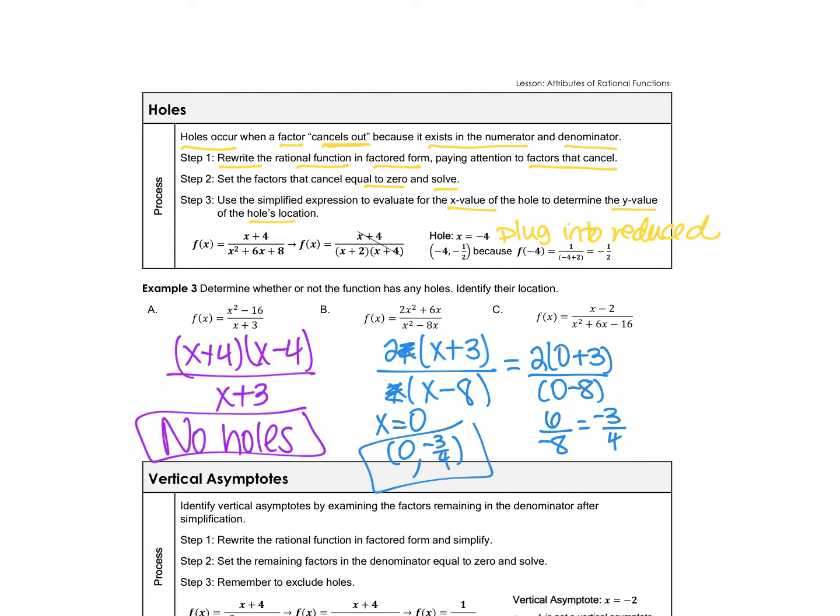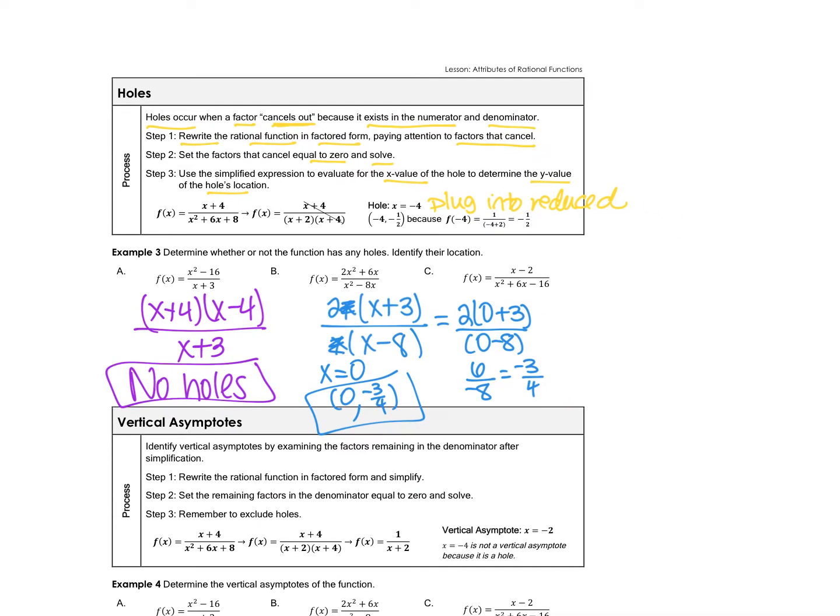So your hole is an ordered pair. Again, to find the x value of the hole, whatever cancels, set it equal to 0, and then you're plugging that number in to your reduced form to find the actual y value. All right, let's look at C.